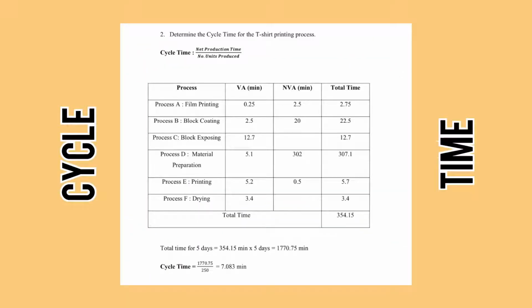Second question is determine the cycle time for the t-shirt printing process. As we know, the formula for cycle time is net production time divided by number of units produced. First, we need to calculate total time by adding value added and non-value added by process. Then, total time for 5 days is 1770.75 minutes. To calculate the cycle time, we divide net production time, which is 1770.75 minutes, by number of units produced, which is 250 units. And the answer is 7.083 minutes.